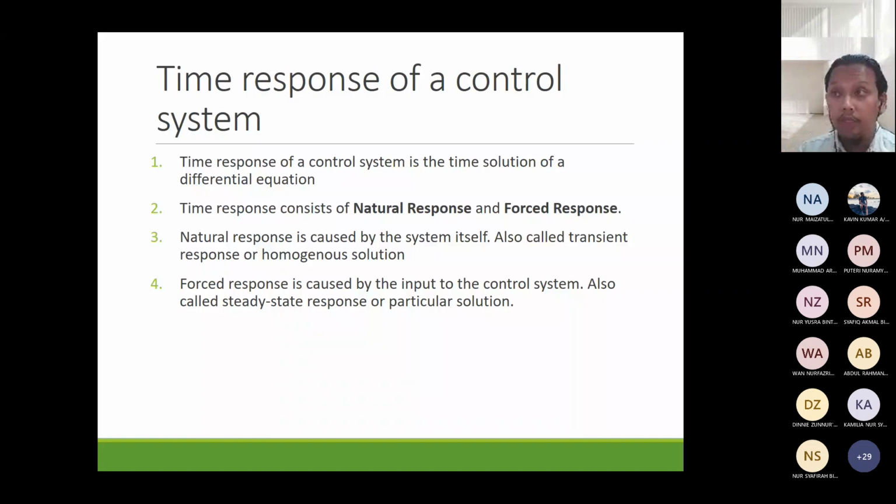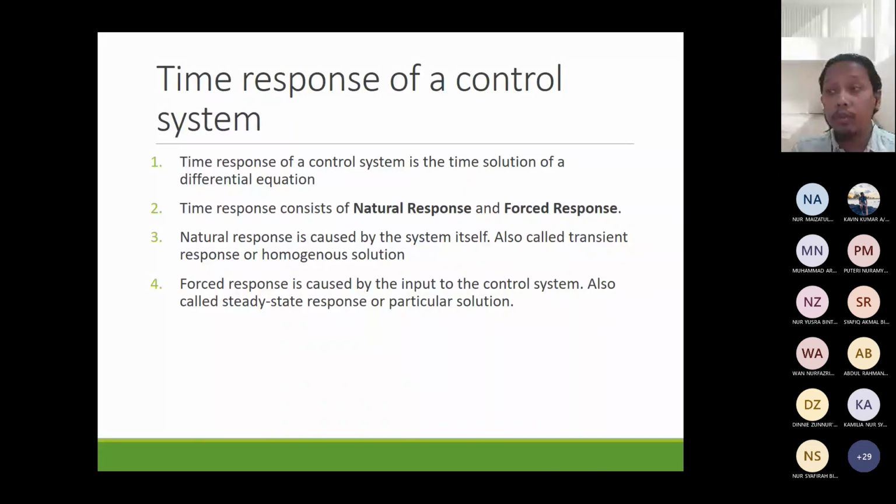We do Laplace transform, we convert into frequency domain. We perform partial fraction expansion. Then we apply inverse Laplace transform to get the answer in time domain. So the time response is basically the final answer that I explained just now, the answer in time domain. The time response consists of natural response and forced response.